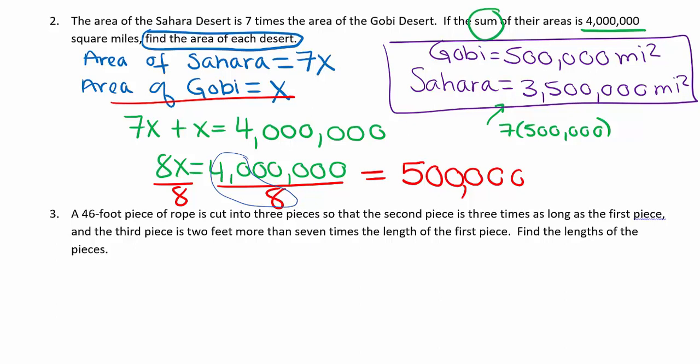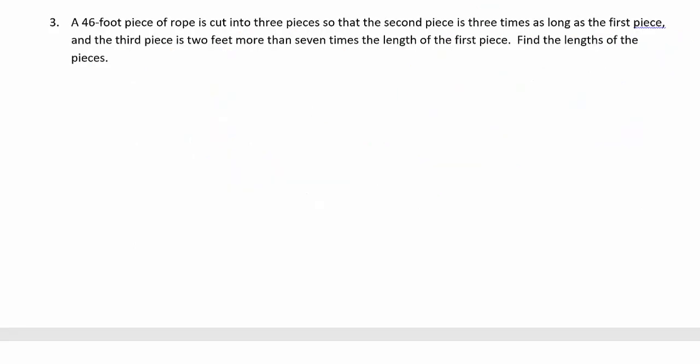And so my final answer is both of those numbers. Example 3, a 46-foot piece of rope is cut into 3 pieces. So the second piece is 3 times as long as the first piece, and the third piece is 2 feet more. And that's a lot of words. I'm not going to focus on all that.